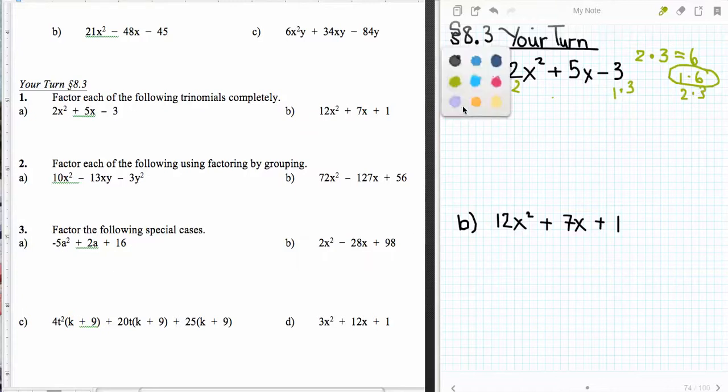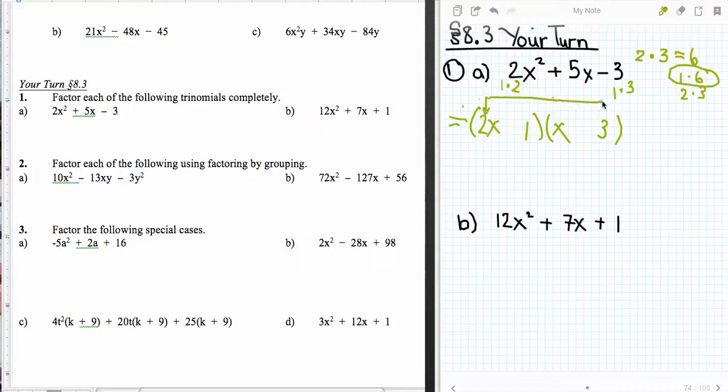So I'm going to start with my binomial here of 2x here and the x here, which are the factors of the 2x squared that belong in the first positions in your binomials. And then I'm going to place the 1 and the 3 so that my outside product is going to make 6 and my inside product is going to be 1. So you see this one here, the 2 with the 3, and the 1 with the 1, that makes 6 and 1, the products that we saw with the factoring by grouping method.